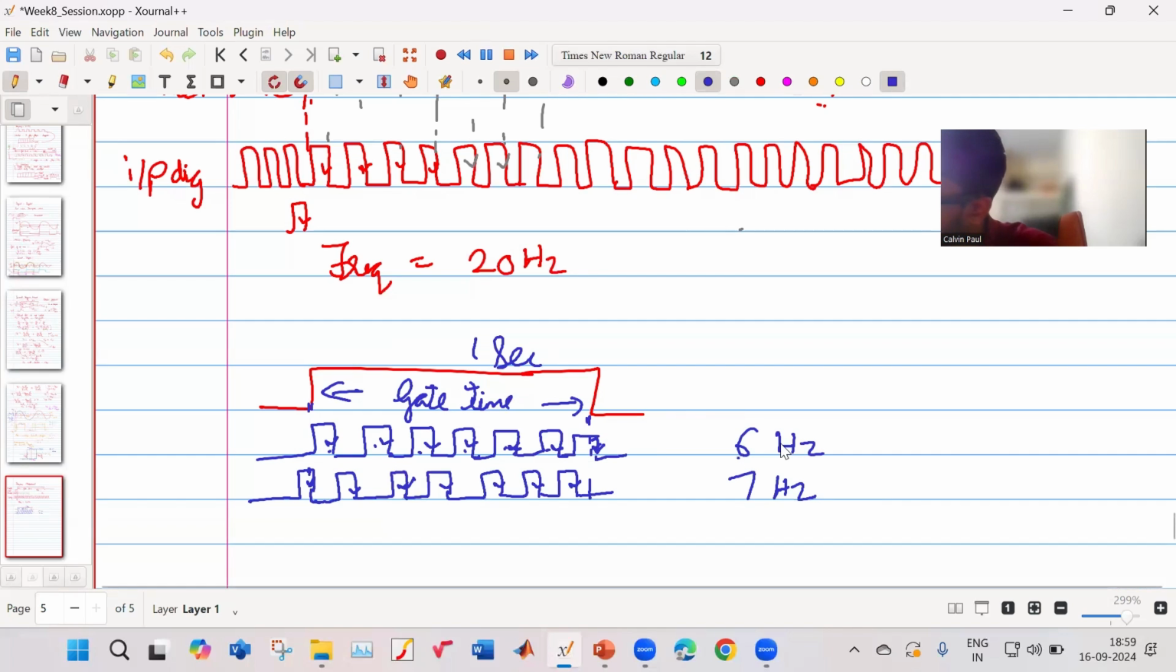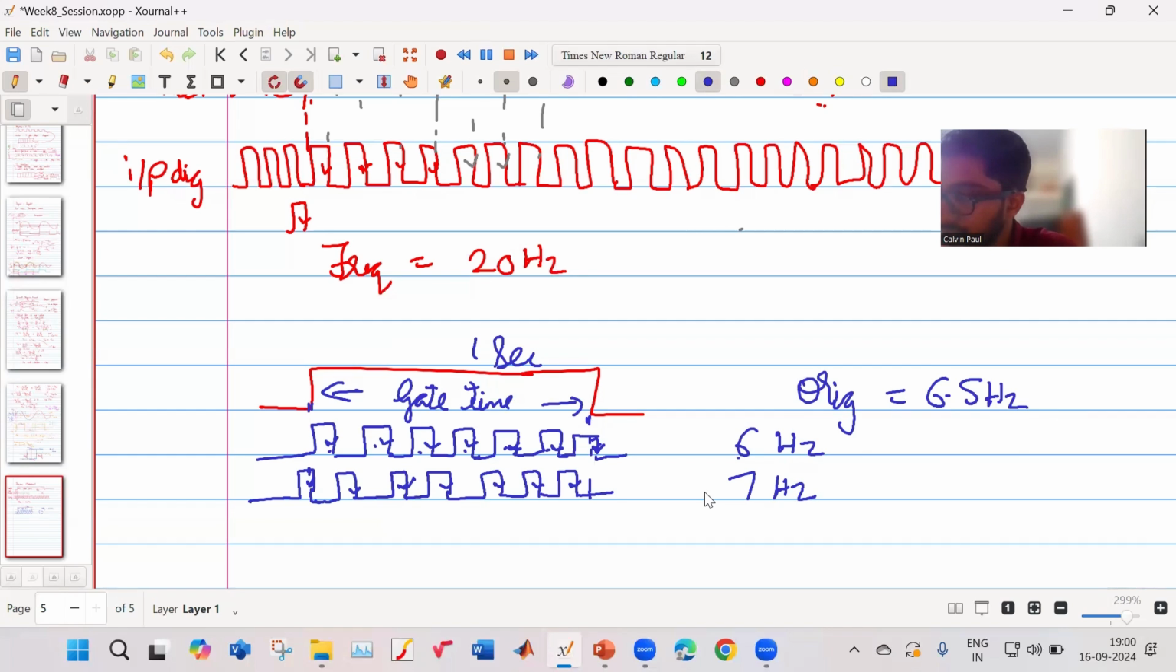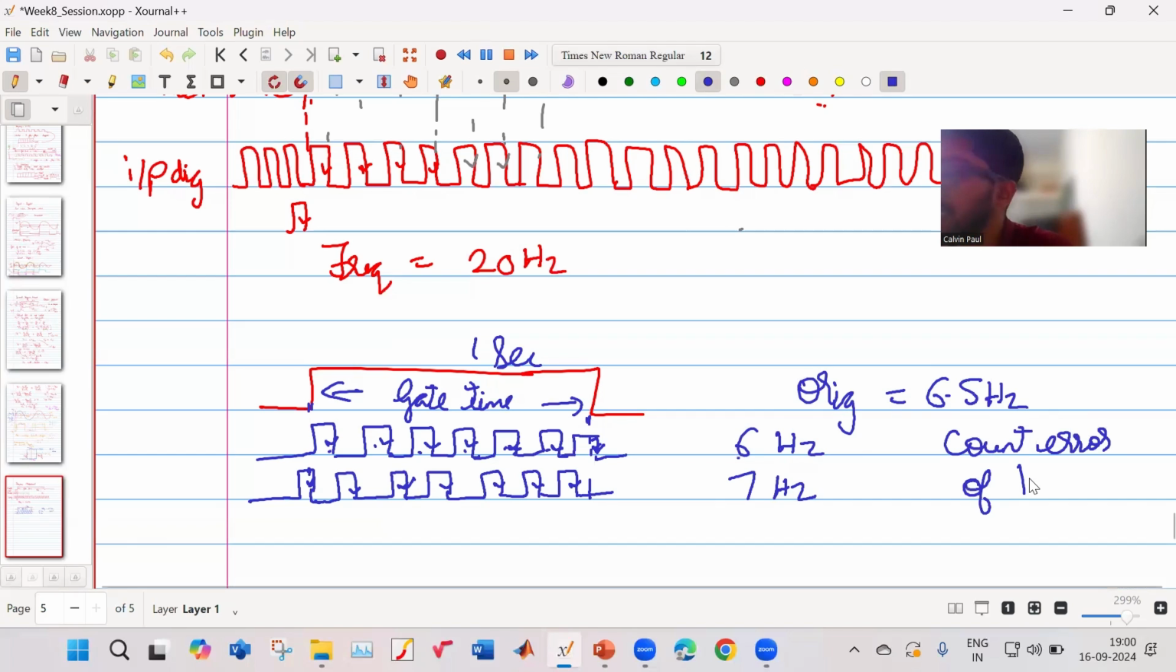So you're getting a count of 6 hertz here, you're getting a count of 7 hertz here. But what you may miss out is your actual original signal was 6.5 hertz. Your original signal is 6.5 hertz, but the signal you're measuring is either 6 hertz or 7 hertz. So what error is there? There's a count error of 1. Maximum count error can be 1. It can either be 6 or it could be 7, right? So there is a count error of 1. There's a mismatch of 1. So this is a problem.